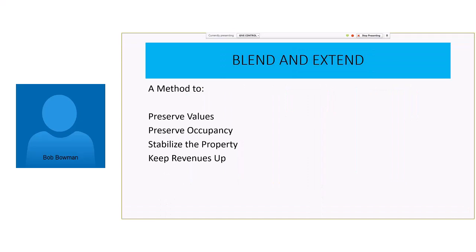Now, what are we doing to take care of those tenants that cannot make their rent payment? I call this blend and extend.